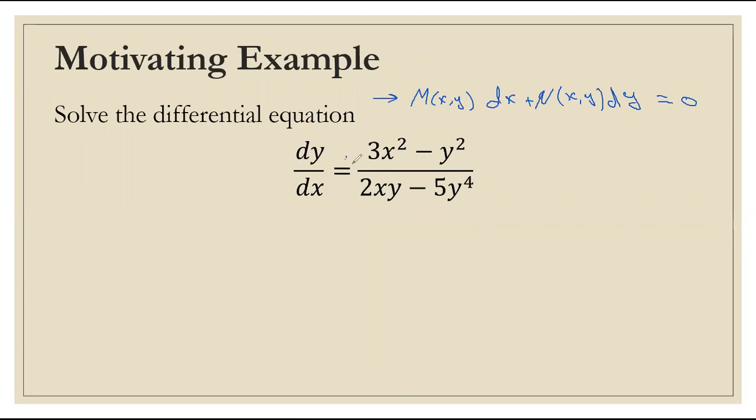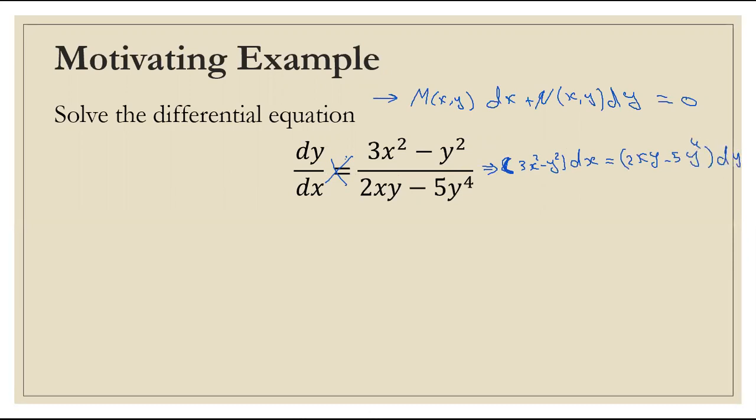First, I'll cross multiply to have new denominators. So it will be dx, maybe let me open a bracket. It will be 3x squared minus y squared. Am I right? 3x squared minus y squared dx equal 2xy minus 5y to the power 4 dy.